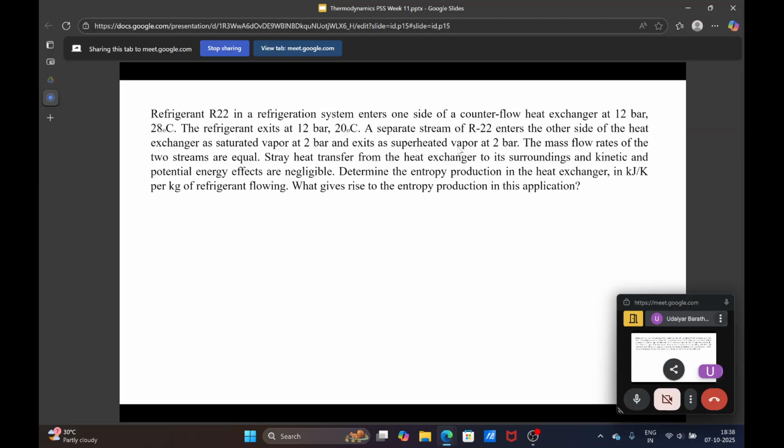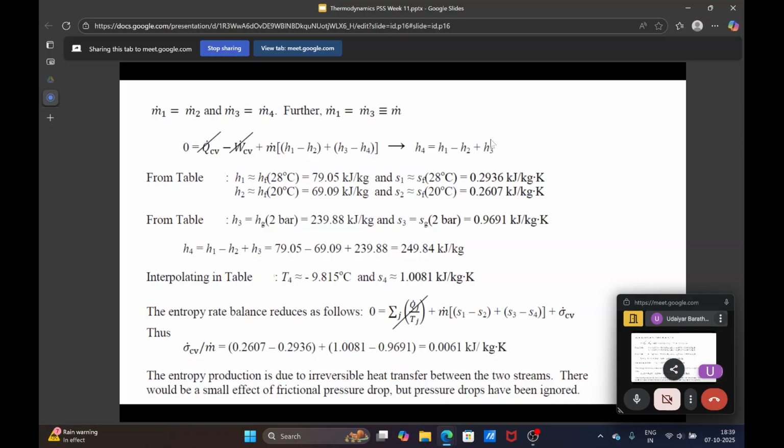Because we don't know what is the temperature at the superheated vapor. You know the pressure, because here we assume there is no pressure drop. So we are having inlet at saturated vapor and we want it to be superheated. The amount of superheat we don't know, so we need to find out the temperature at state 4 to know the condition. So inlet is known, outlet of the stream 1 is known, the stream 2 inlet is known but we don't know the outlet. So h4 is h1 minus h2 plus h3.